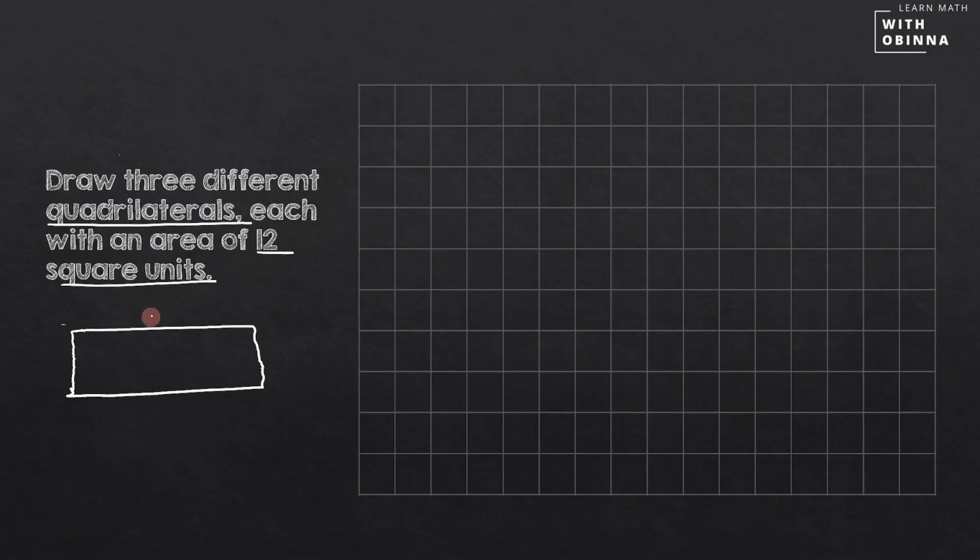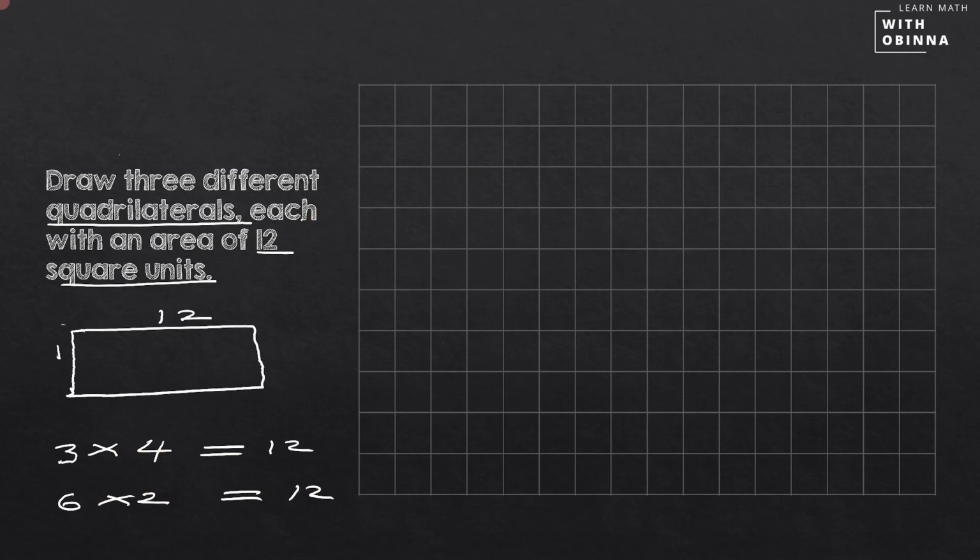First, what are the factors of 12? We know that 1 times 12 will still give us 12. We also know that 3 times 4 will still give us 12. We also know that 6 times 2 will still give us 12. So we'll use these measurements to draw our quadrilaterals.